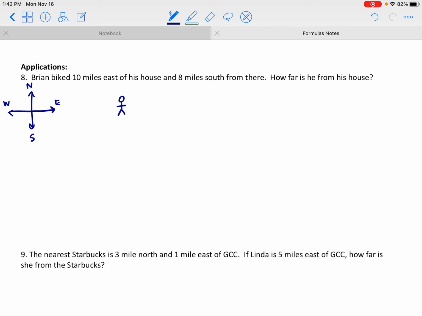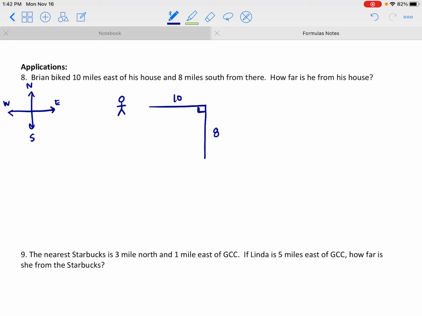He biked 10 miles east. So he biked 10 miles east. Let's put a 10 there. And then from that point where he got to his 10 miles, he went 8 miles south. Okay, so 8 miles south. So if he goes 10 east and 8 south, again, we're going to have a 90-degree angle in between those. And the question is, how far is he now from his house?